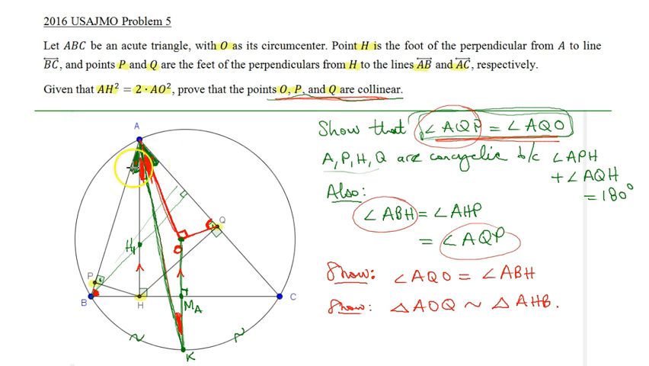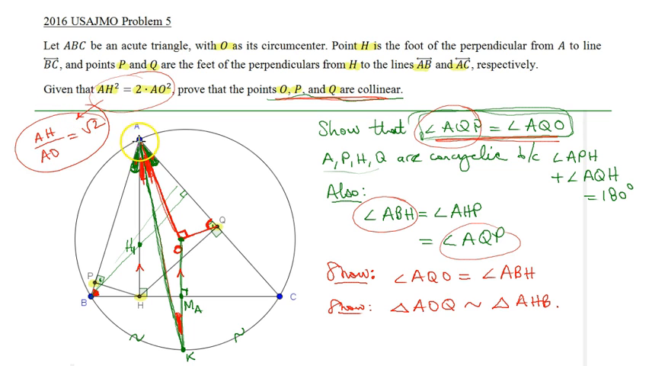So now that we have established the equality of these two angles, notice also that it's given in the problem that AH squared equals 2AO squared. Let's take the square root and then take the ratio of both sides. So we have AH over AO is equal to root 2.